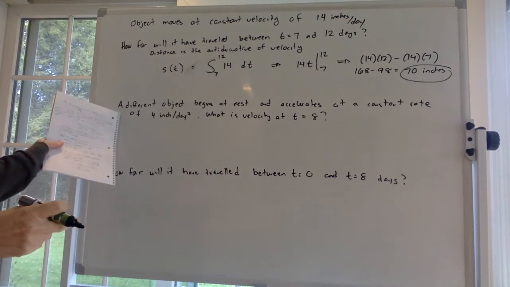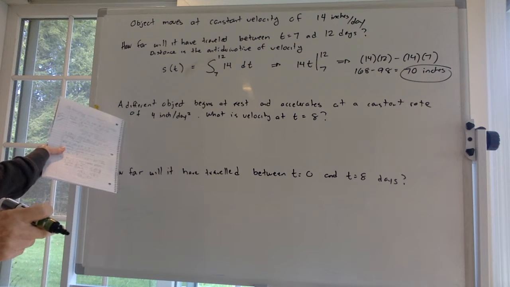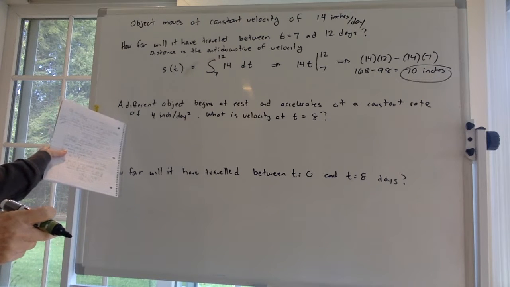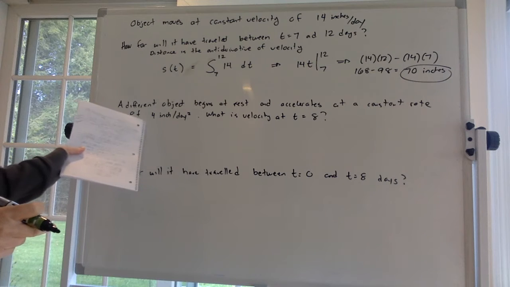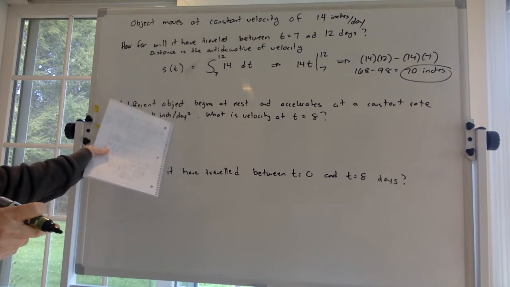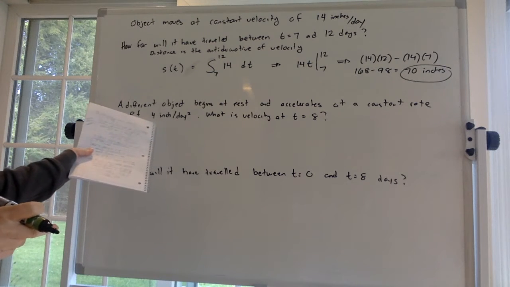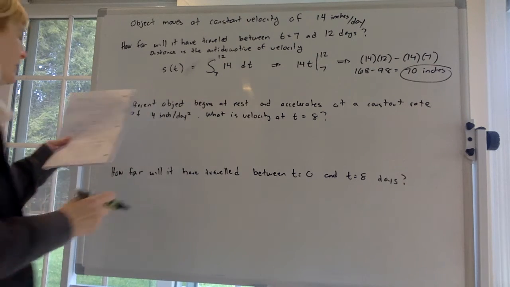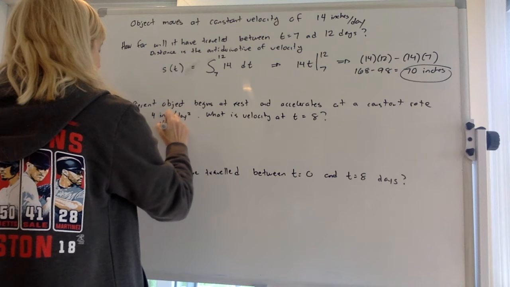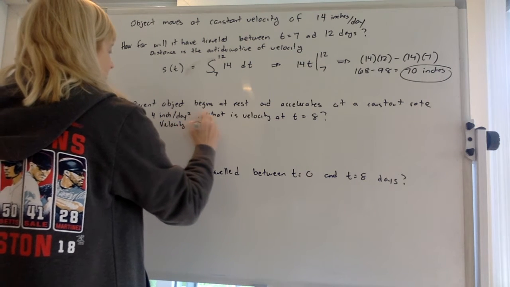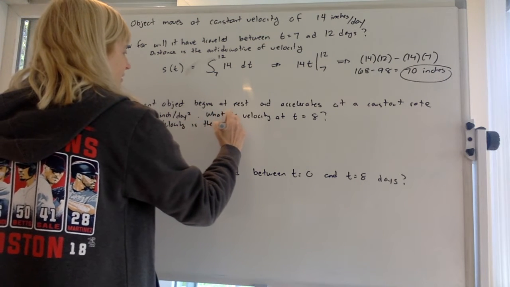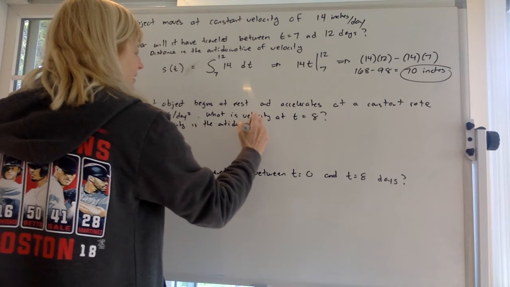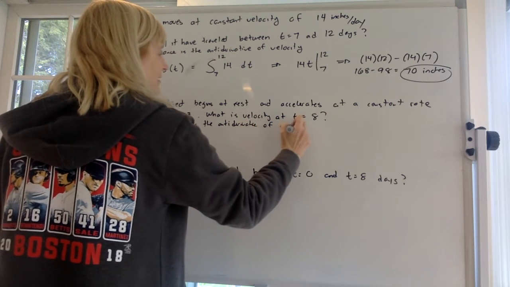Here we have part 2. A different object begins at rest and accelerates at a constant rate of 12 inches per day squared. So they're giving you acceleration here. What is the velocity? Well, velocity is the antiderivative of acceleration.